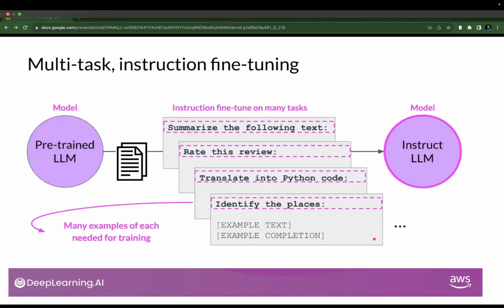In multitask instruction fine tuning, instead of training the pre-trained LLM on just one task, we train on examples coming from different tasks. So it could be summarization, classification, translation, identification. We give more examples to the model based on different tasks on which we would like our model to give correct responses.